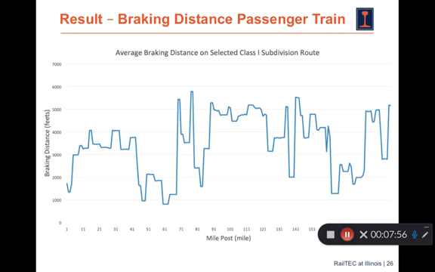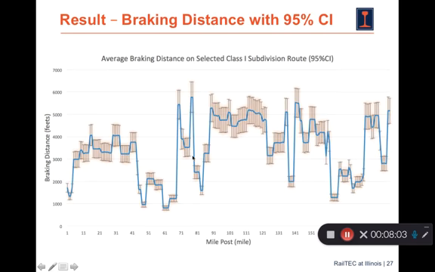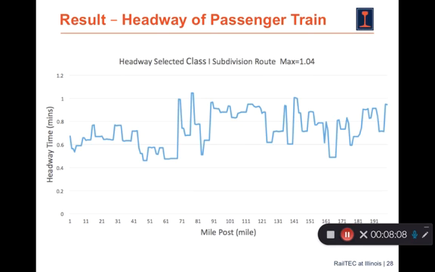This is a similar result for the passenger train, but you can see the braking distance is usually shorter. And this is the confidence interval. For the headway part, it also gives a shorter headway. That means for this maximum result, I can depart a passenger train about every minute.